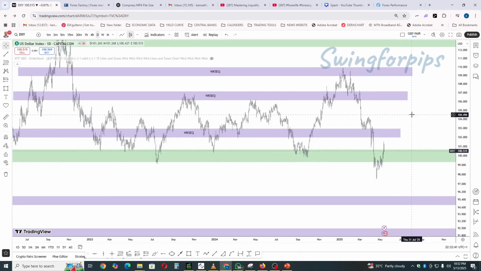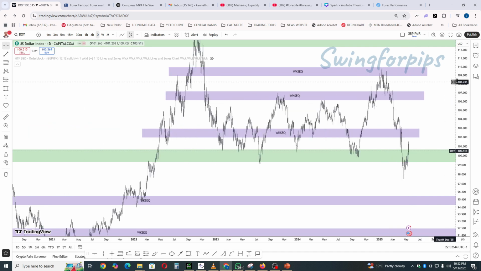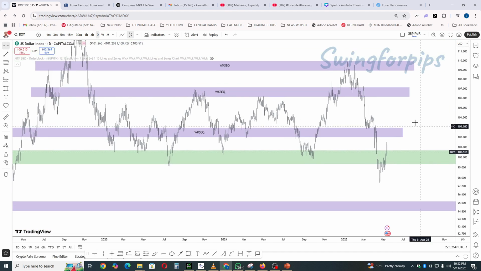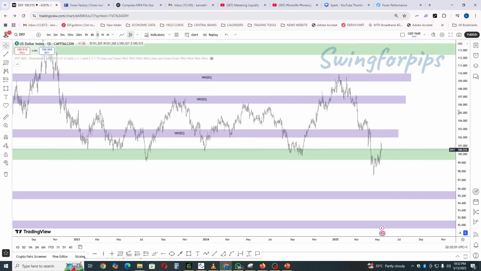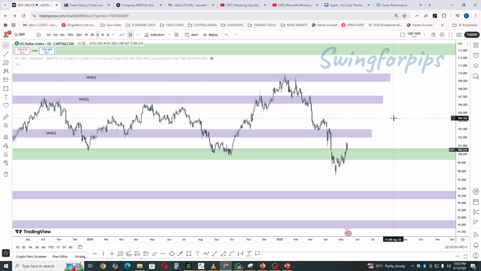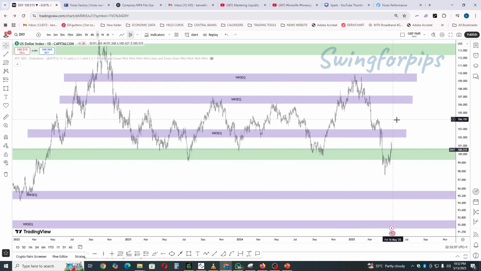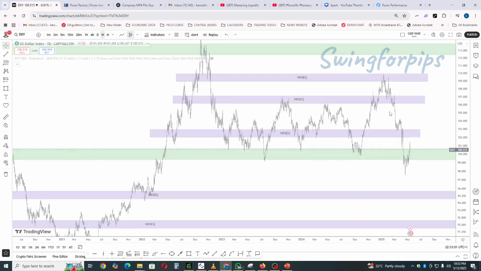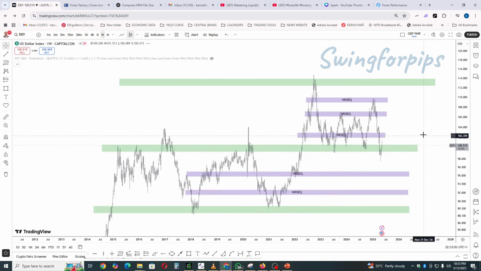This is your sequence, and you're not going below the 4 hour, you're not going below the 1 hour. You just stick to what you know, the time frame you're trying to perfect. For us here in Swim for Pips, we use the monthly, the weekly, the daily, and the 4 hour. The idea here is just to show you what support and resistance is.